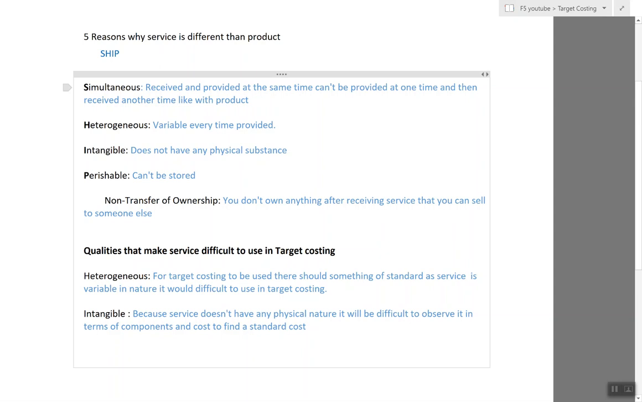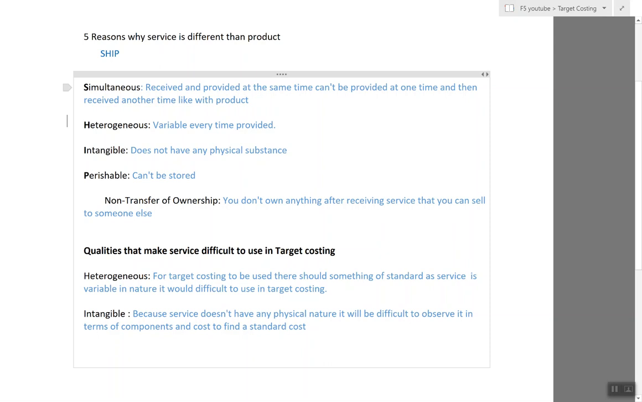Because the quality of service is different every time, using the same cost every time would be very difficult. So if we have a product and we have an estimated cost for that, it will be the same cost every time, with maybe a slight difference because of the overheads. But with service costing, it is going to be different every time. So hence, target costing would be very difficult to use here.